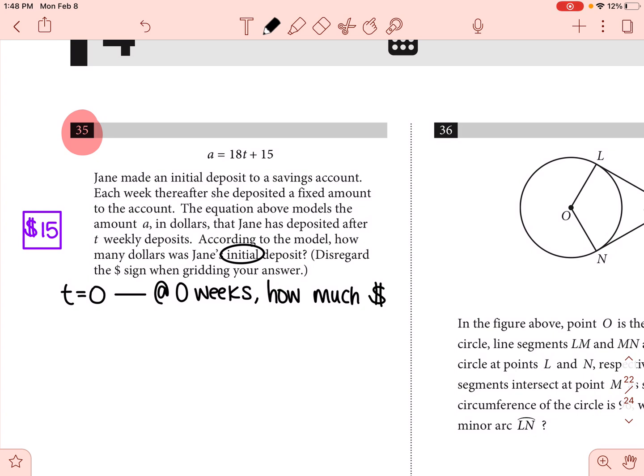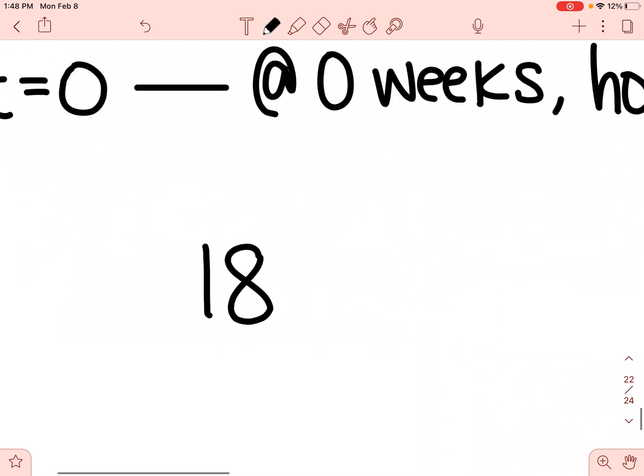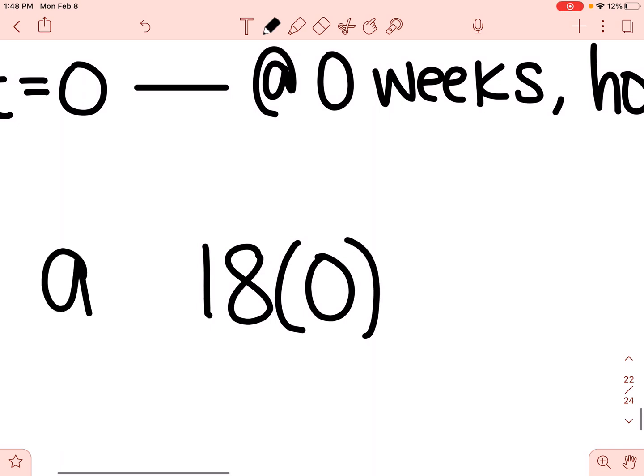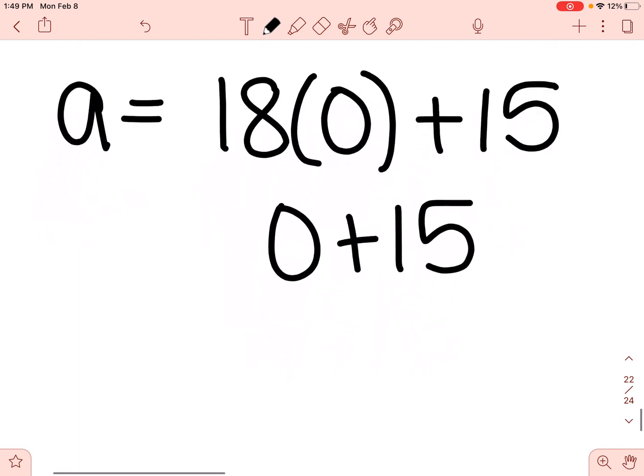So we want to know at the very beginning, when there were no deposits yet made, what was that initial amount? So that's going to be at 0 weeks. How much money is there? Well, I can plug in 0. So A equals 18 times 0 plus 15. So that's 0 plus 15, which is just 15.